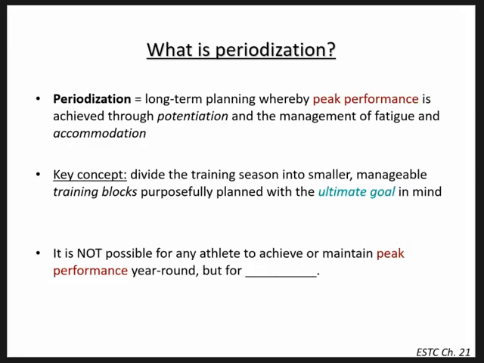One thing to also know, it is not possible for an athlete to achieve or maintain peak performance year-round, or even for a certain amount of months. So periodization is based on the fact that peak performance is very short-lived. So I would normally ask the class, how long do you think a peak in performance actually lasts? It's shorter than you would think. It's only about 1 to 2 weeks.